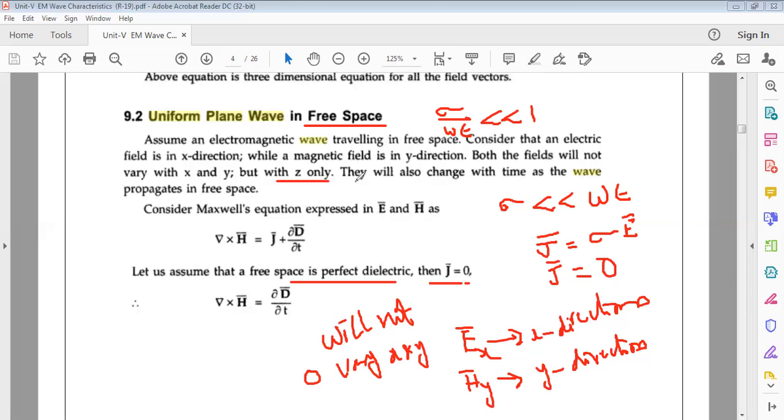And another condition here, they will also change with the time as the wave propagates in free space. That means here, when the E is in the x direction, Ey and Ez are equal to 0. This is also the other condition. If H is in the y direction, magnetic field is in the y direction, means Hx and Hz are also 0. Hx and Hz are equal to 0. So remember these conditions.